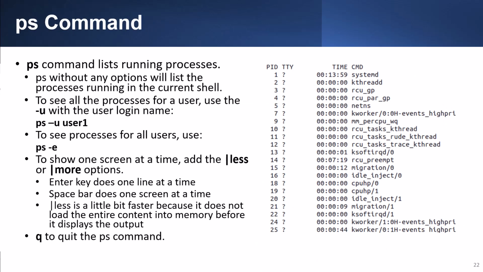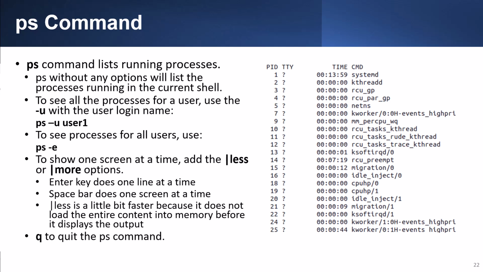The ps command lists running processes. ps without any options will list the processes running in the current shell. To see all the processes for a user, use -u with the user login name: ps -u user1. To see the processes for all users, use ps -e.